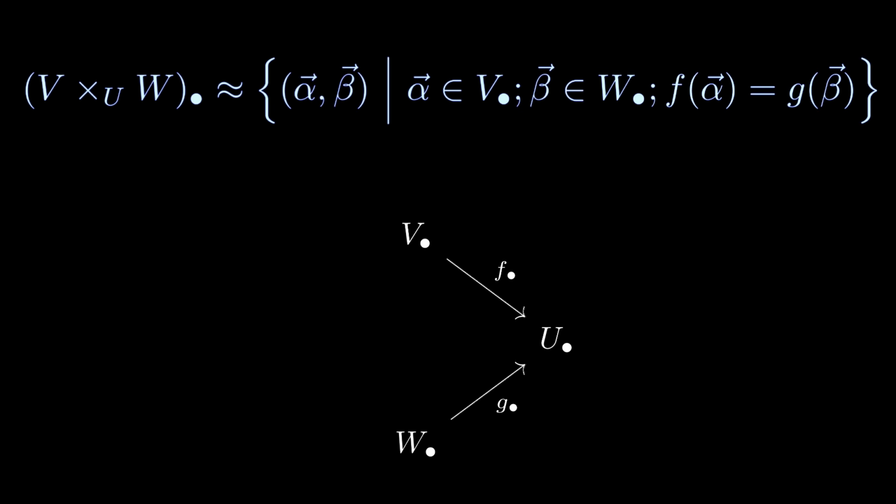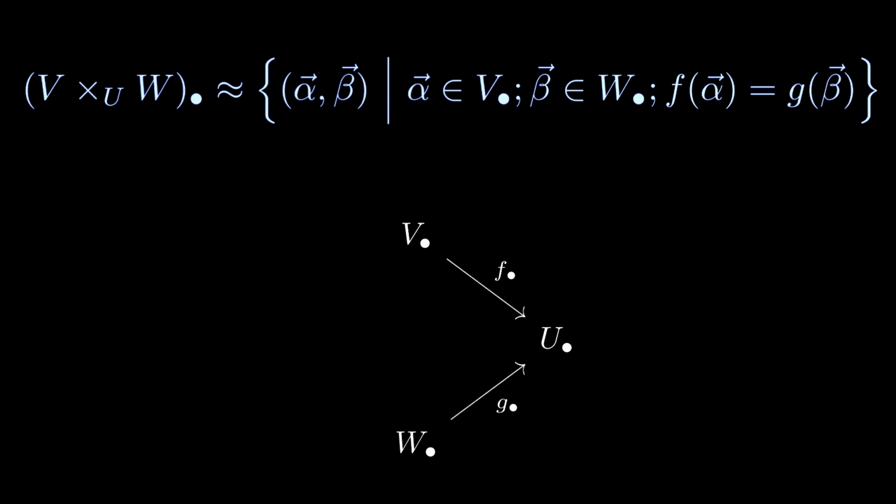Now let's revisit fiber products. Suppose I have three chain complexes U, V, and W, with two chain maps F and G connecting V and W to U, respectively. From our set theory example, the fiber product of V and W over U should be the chain complex whose chains are given by pairs, one element from V and one from W, and F and G should map these respective chains to the same chain in U.